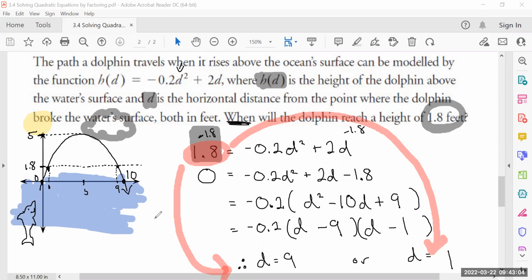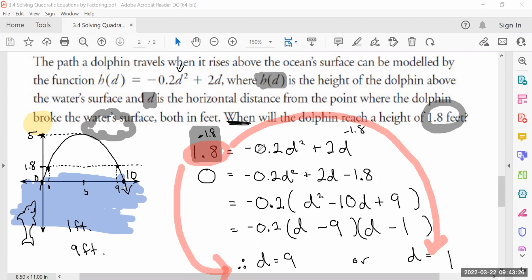A height of 1.8 is going to be reached at 1 second or 9 seconds. Or am I saying? Not seconds, we're talking about distance. It'll reach a height of 1.8 feet when I jump horizontally by either 1 foot or 9 feet. Sorry about that. I keep thinking about it as time because of the word when.